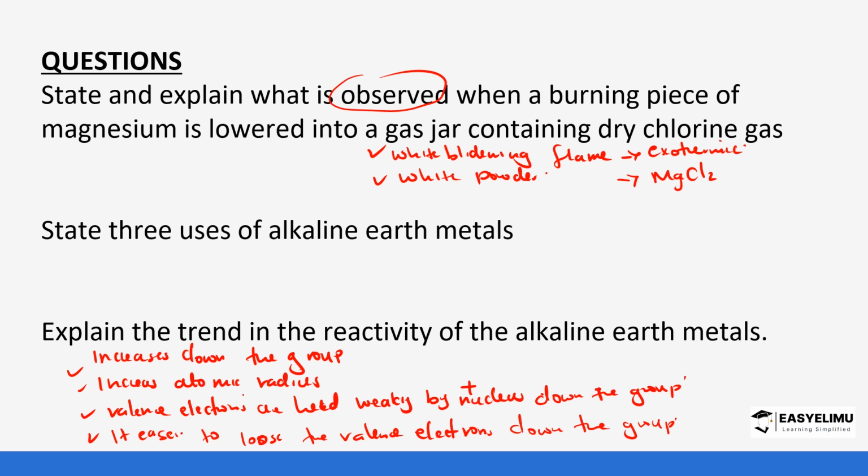So that brings us to the end. We are done with alkaline earth metals. The next group or chemical family we are going to be looking at is halogens. I hope you have been able to see those properties. See you in the next session.